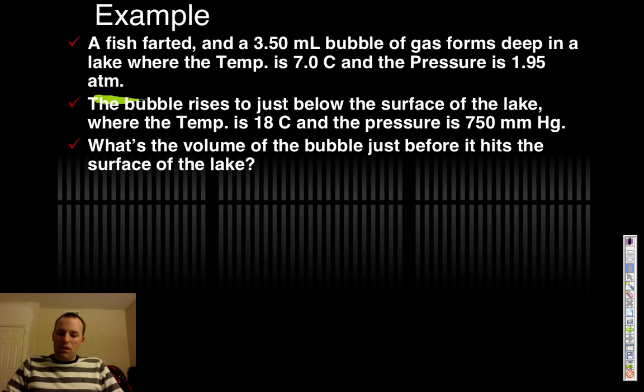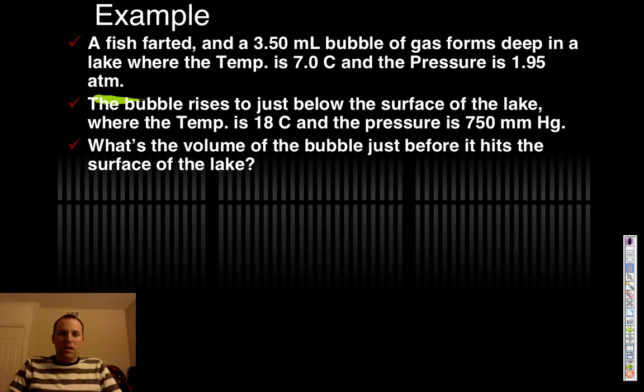So our last example, and then we'll be done. Again, like usual, I want you to pause the video here, see if you can solve this before I do, and then come back and check your answers. So, a fish farted, and a 3.5 milliliter bubble of gas forms deep in the lake where the temperature is 7 and the pressure is 1.95. The bubble rises to just below the surface where the temperature is 18 and the pressure is 750. What's the volume of the bubble just before it hits the surface of the lake?